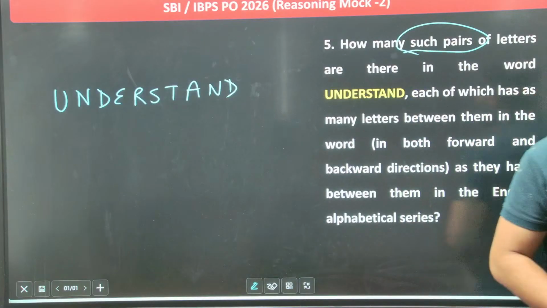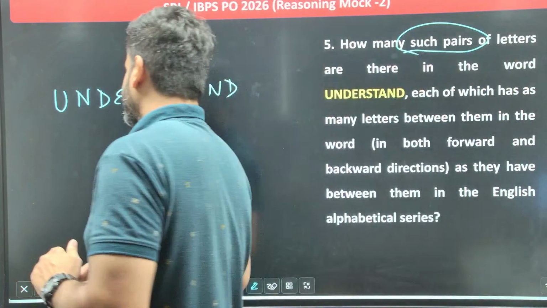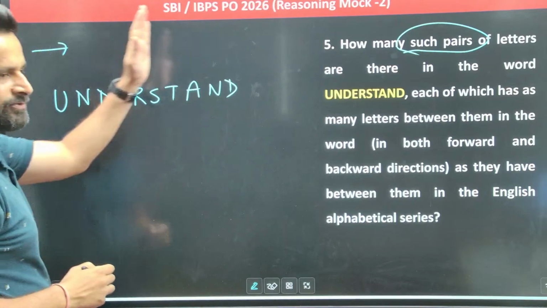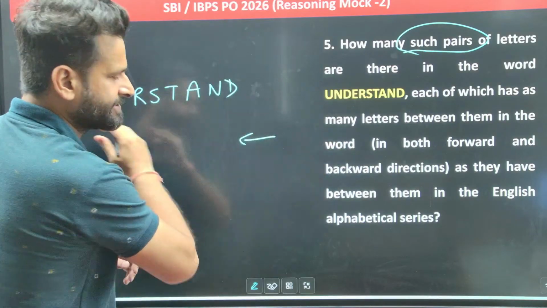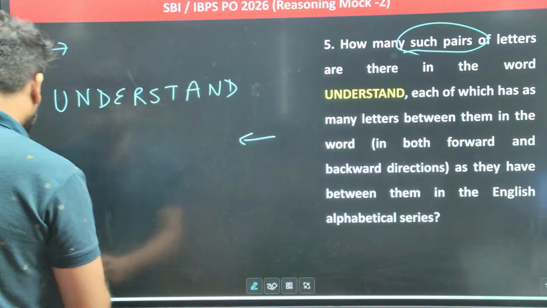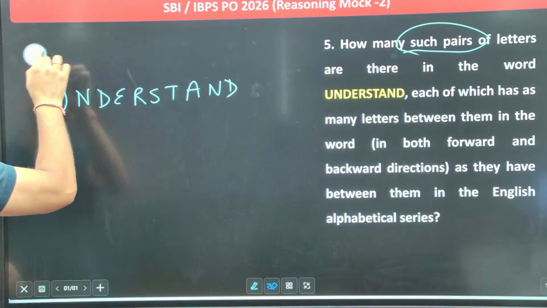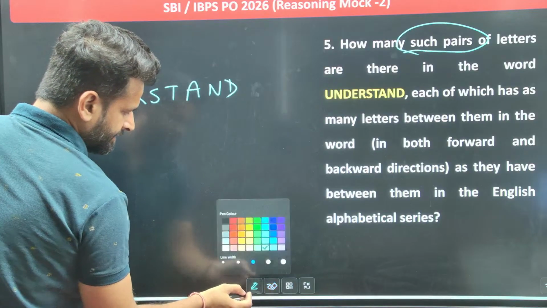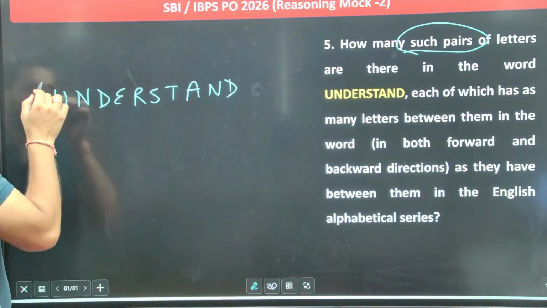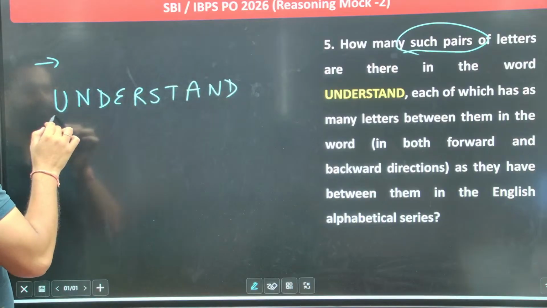Both in forward and in backward direction. So this is your forward direction going from left to right, and this is your reverse direction going from right to left. Now what is the process to solve? What is the method to solve this question? Please understand. We will start from left to right, forward direction, from the first alphabet.